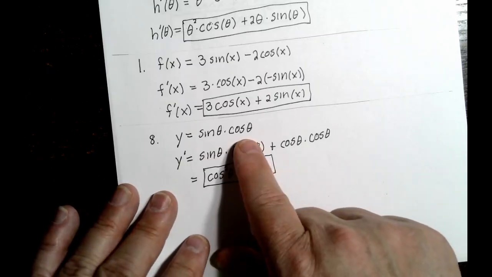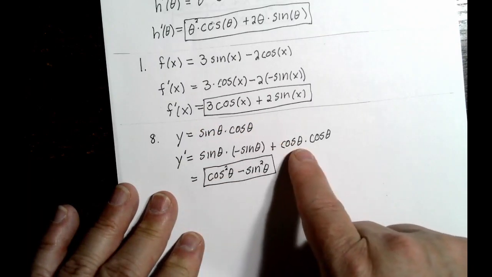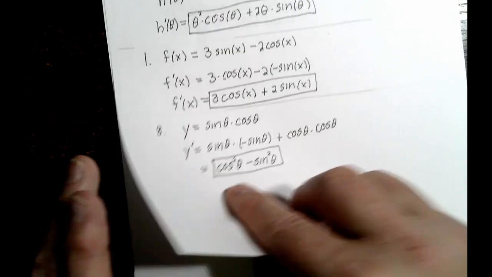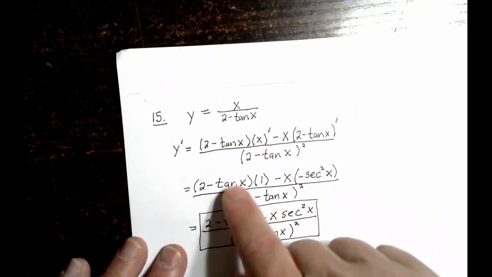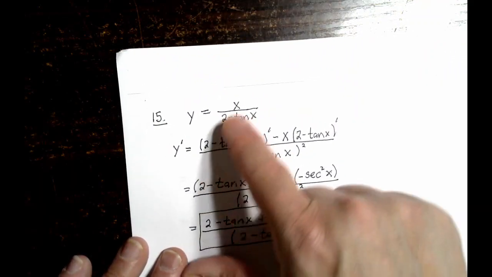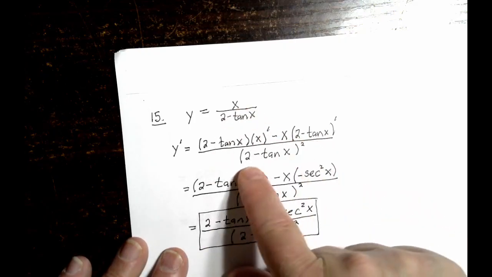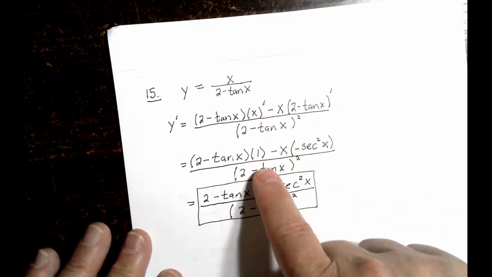Here you can use the product rule. Sine times derivative of cosine plus cosine times derivative of sine, and you end up with cosine squared minus sine squared. This one you got to use the quotient rule. So you're using the bottom times derivative of the top minus the top times derivative of the bottom over the bottom squared. And derivative of x is just 1.